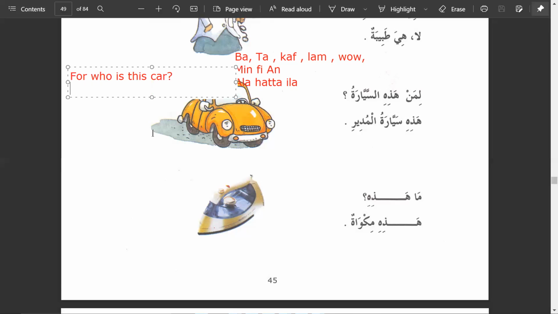A better way of saying it is whose. Whose car is this? So liman becomes whose car is this, right? Car has this round ta at the end, sayyaratu. Which ism ishara do you see here, hadha or hadhihi? Hadhihi is there, right? What's the reason why hadhihi is there? The feminine ism ishara.